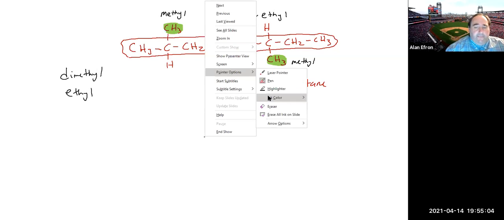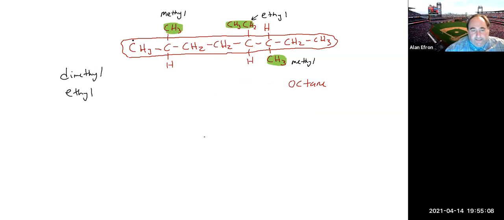So we want to number this. Basically, we have 2 options. We're going to go left to right. That's going to be carbon 1, carbon 2, carbon 3, carbon 4, carbon 5, carbon 6, carbon 7, and carbon 8. Going in the blue direction, we have groups at carbon 2, carbon 5, and carbon 6.